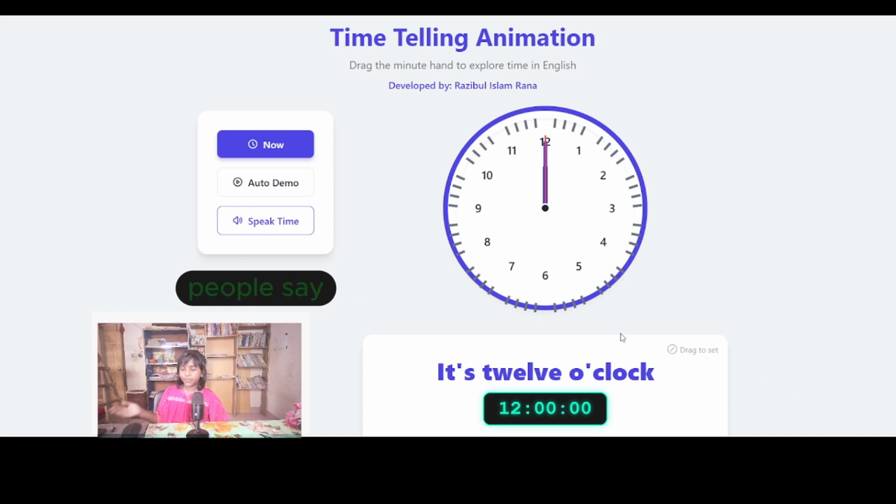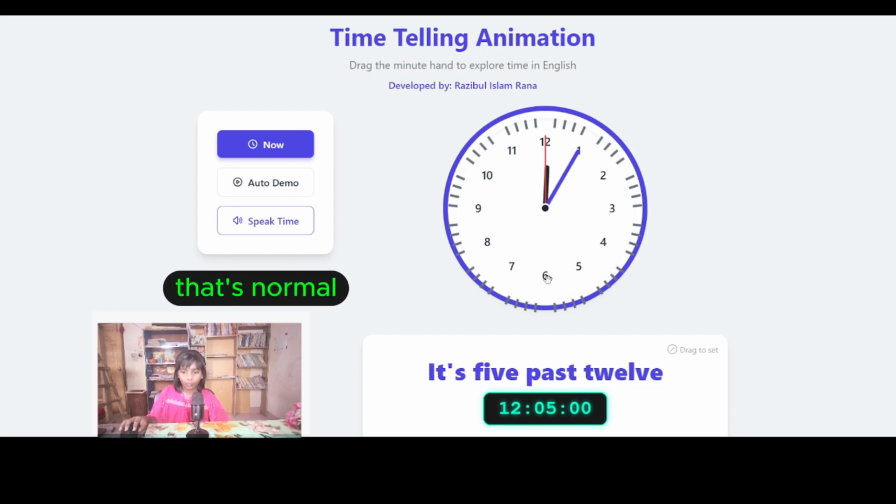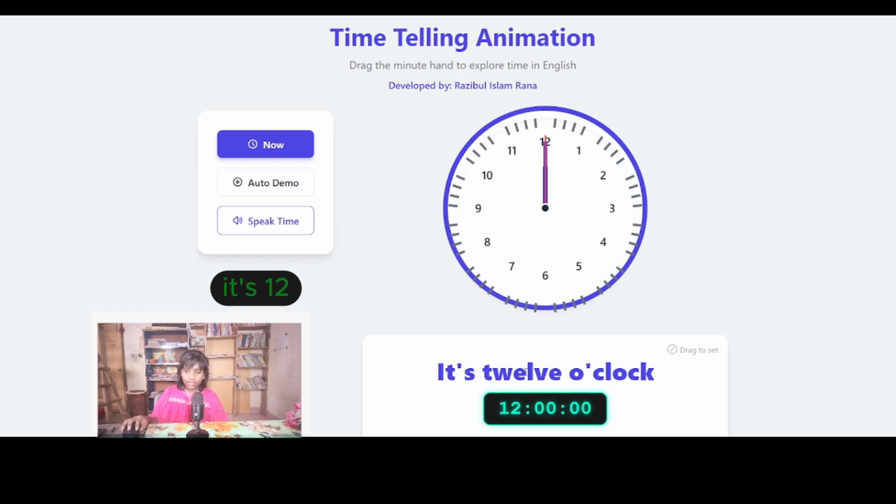Like sometimes people say it's 2:15, like that, right? But you can also say it in another way. You can say it's 12 o'clock. Like, oh yeah, that's normal. So let's say it's 5 past 12. You can say 12:05, but you can also say it's 5 past 12.